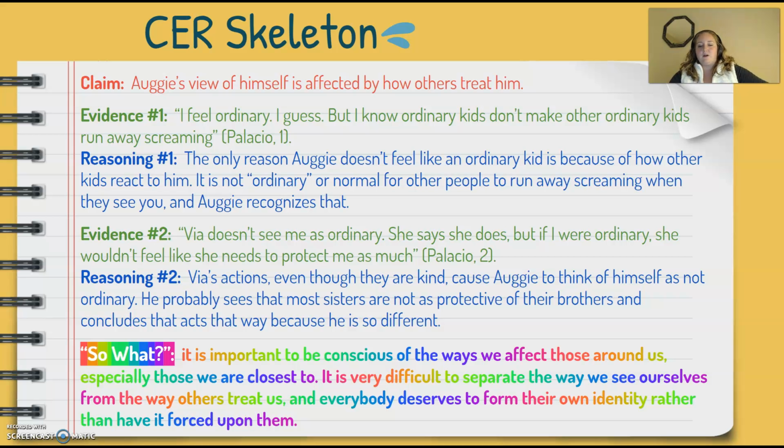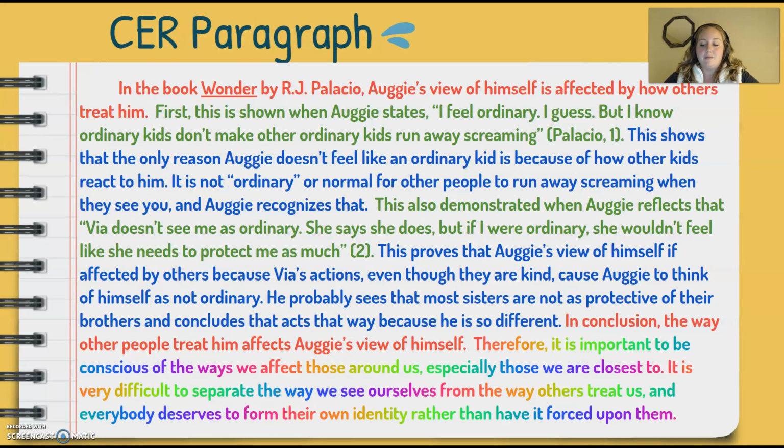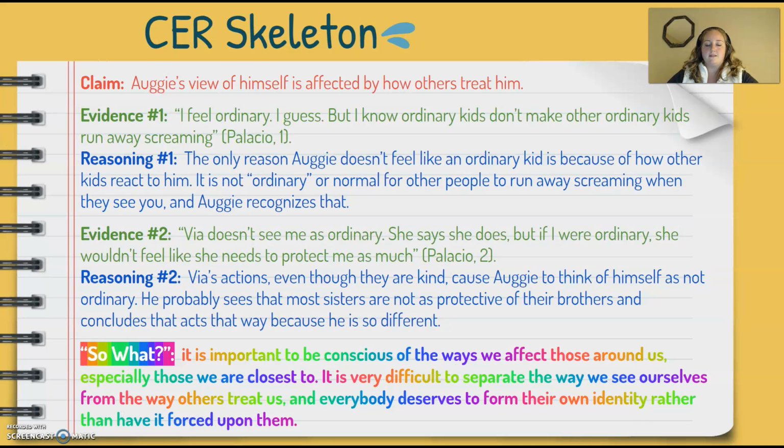All right, so this is a lot of information to give you at once. However, just for the sake of time, here's my CER skeleton that I already put together. You can see I have my claim: Augie's view of himself is affected by how others treat him. Okay, that's definitely an inference. It didn't tell us that explicitly in the text.